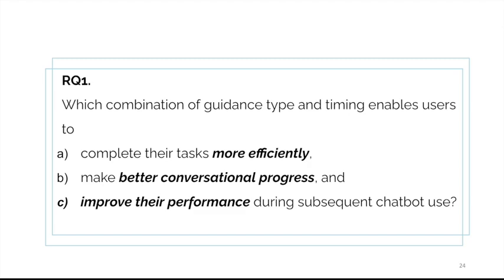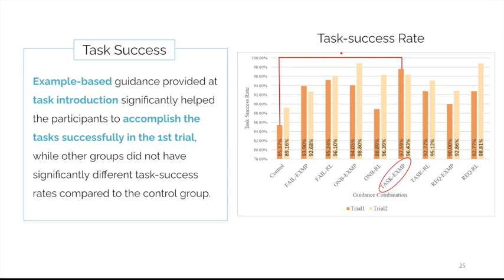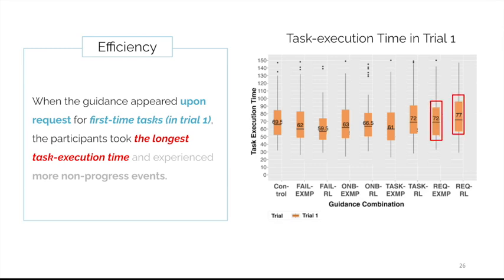Now here comes the result that answers our first question. This figure shows the task success rate. The orange bar represents the success rate in trial 1, and the light yellow bar is for trial 2. Our logistic regression analysis showed that example-based guidance provided at task intro significantly helped participants to accomplish the task successfully in trial 1, while other conditions did not differ significantly from the control group.